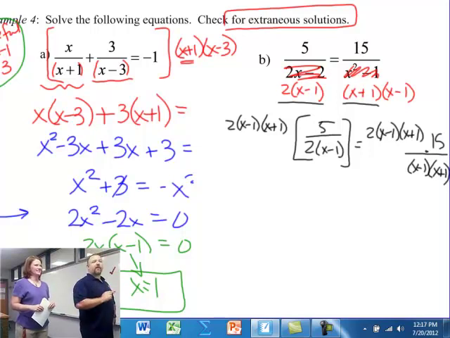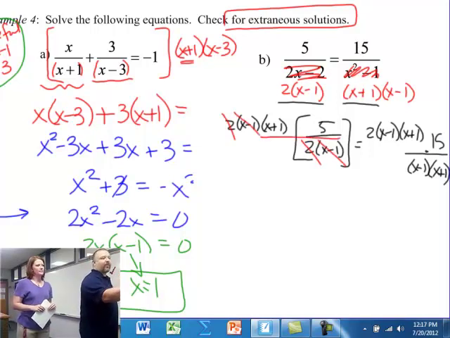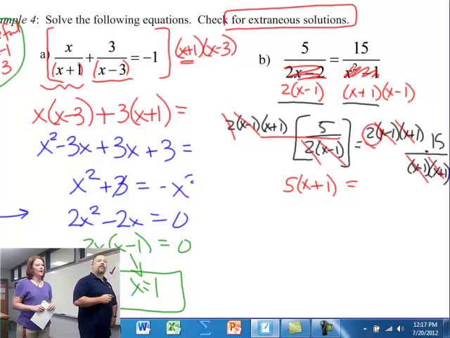You can then just start canceling. 2 cancels with 2, x minus 1 cancels with x minus 1, and this is why we have that 5 times x plus 1 equals, x minus 1 cancels, x plus 1 cancels, and we're left with 2 times 15, which is just 30.